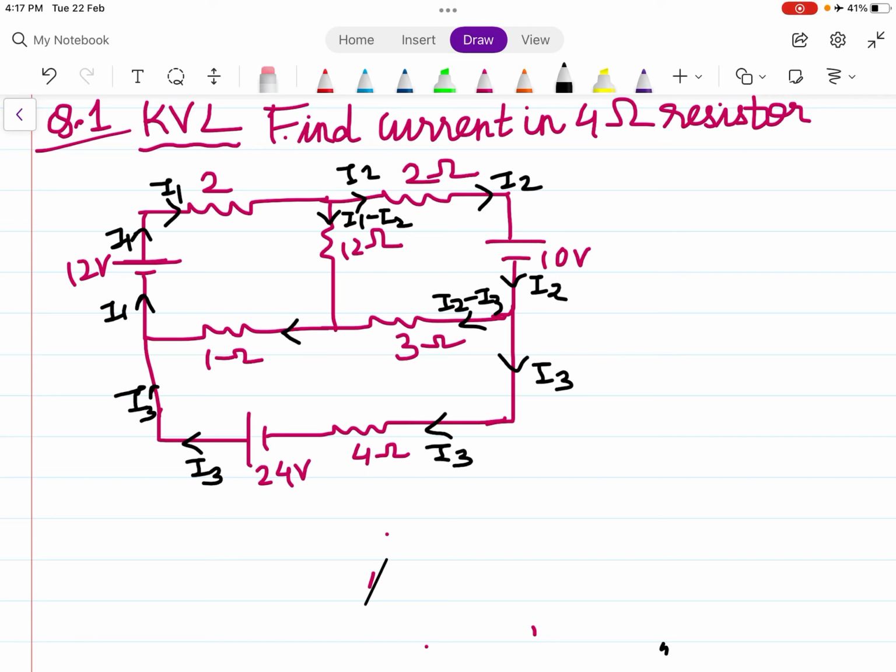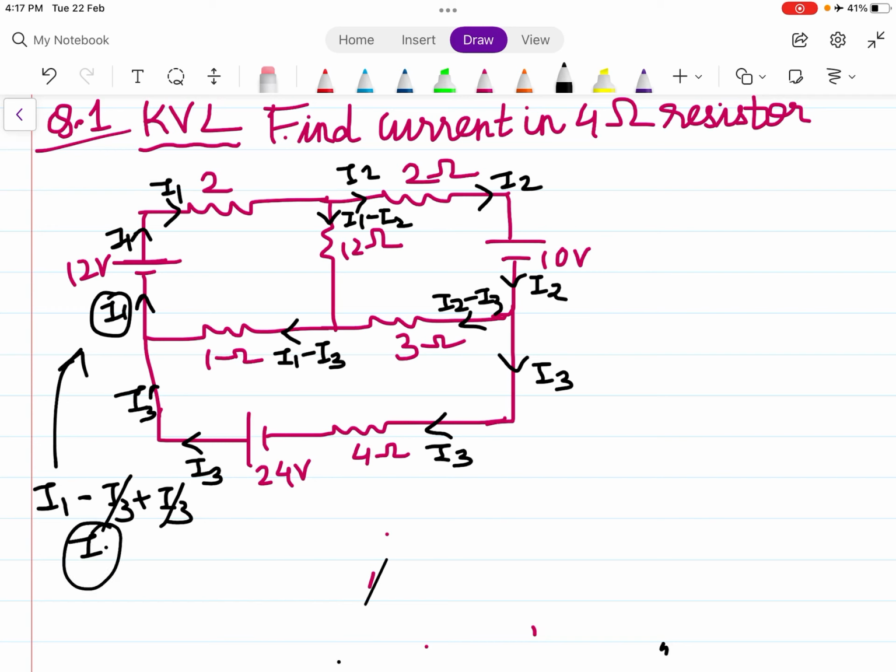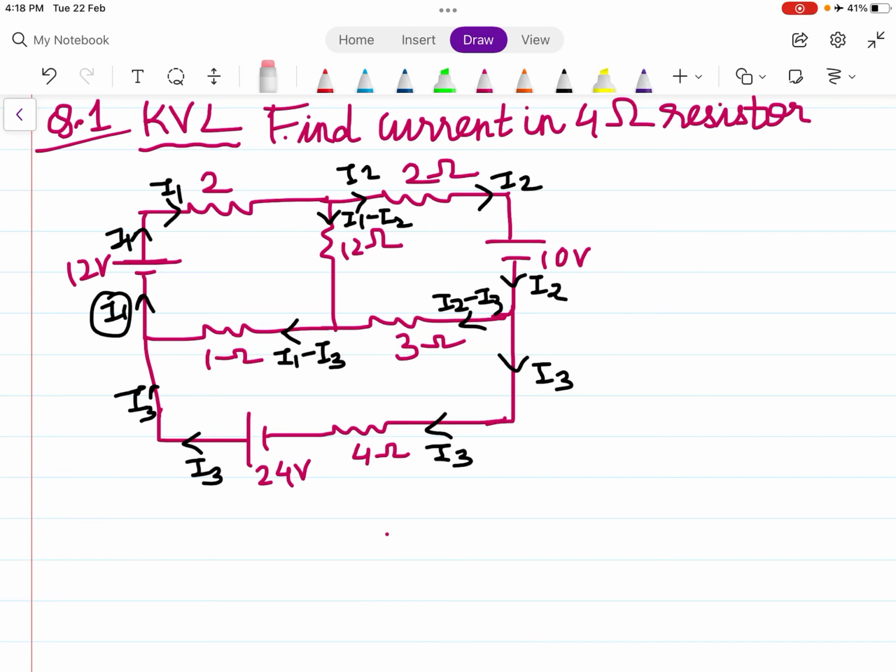Here I1 minus I2 plus I2 minus I3. So I2 cancels, so it will be I1 minus I3. And incoming current will be I1. Why? Because it will be I1 minus I3 plus I3. So incoming and outgoing current both should be I1. This is the outgoing, this is the incoming. So we have assumed the direction of current in all the components.